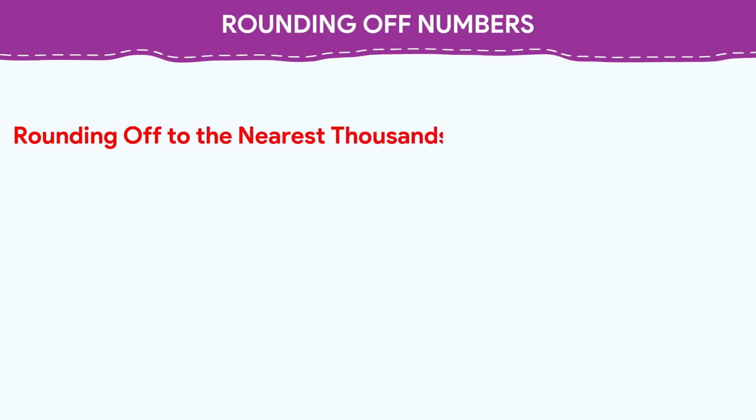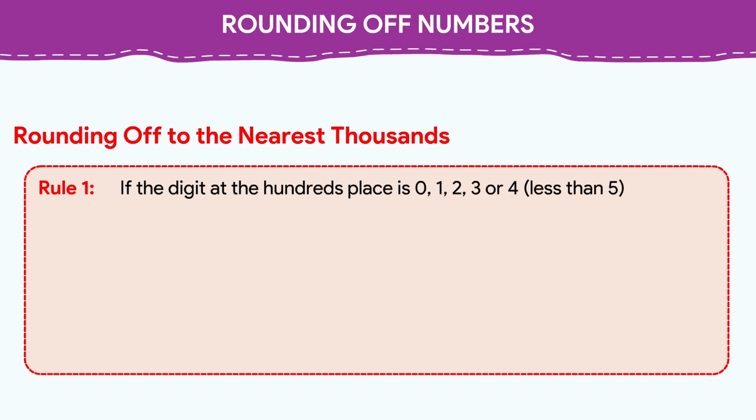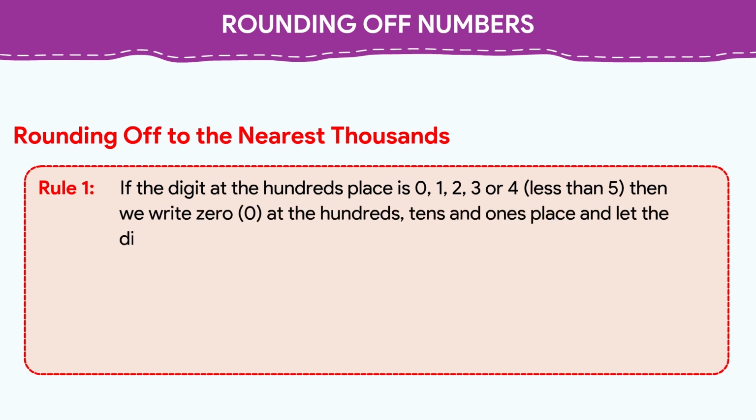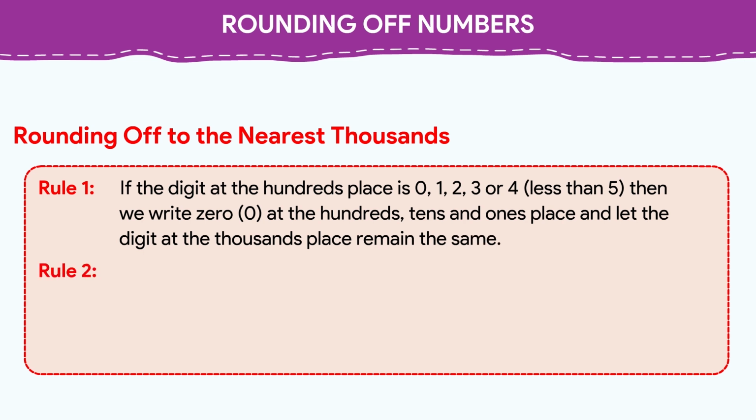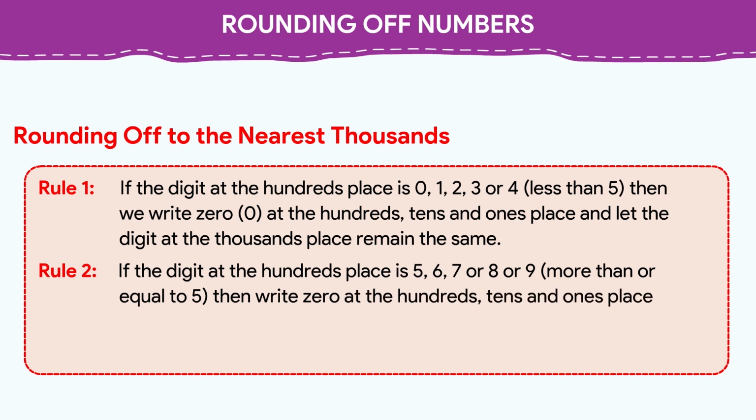Rounding off to the nearest thousands. Rule 1. If the digit at the hundreds place is 0, 1, 2, 3 or 4, less than 5, then we write 0 at the hundreds, tens and ones place and let the digit at the thousands place remain the same. Rule 2. If the digit at the hundreds place is 5, 6, 7, 8 or 9, more than or equal to 5, then write 0 at the hundreds, tens and ones place and add 1 to the digit at the thousands place.